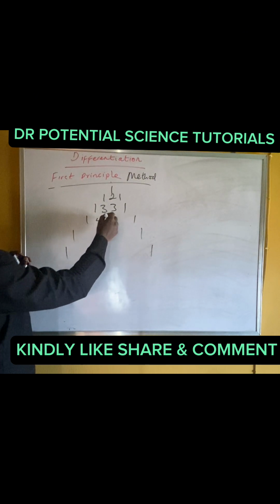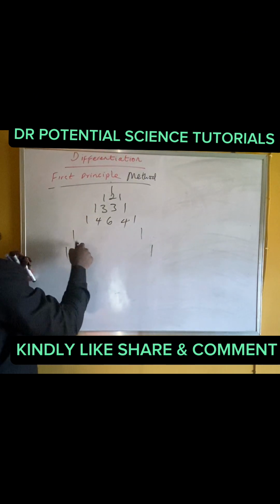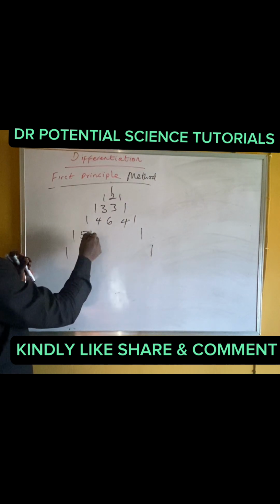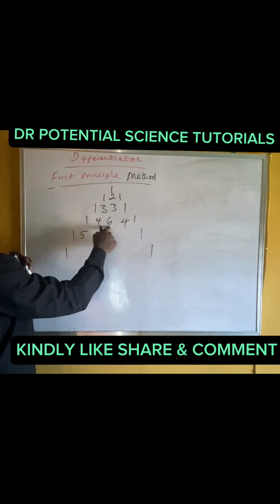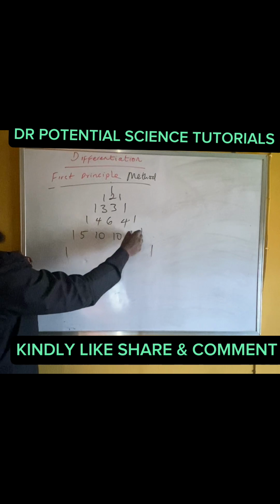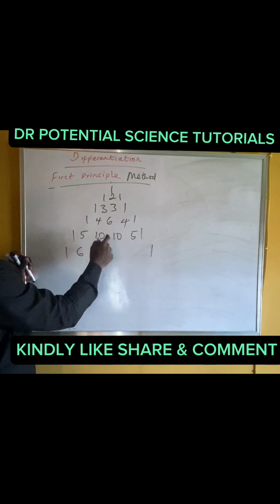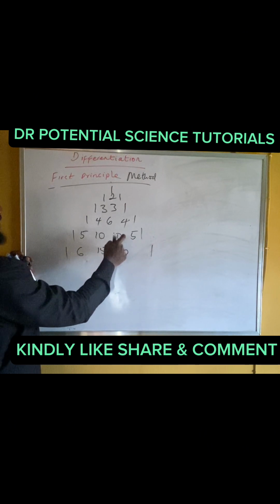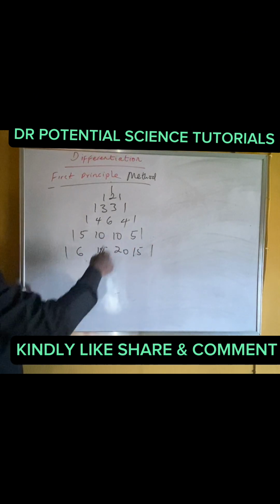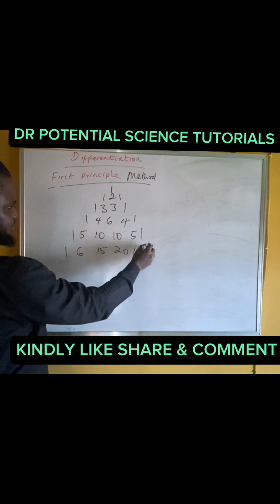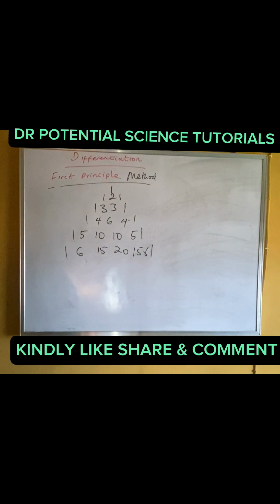3 plus 3, 6. 3 plus 1, 4. 1 plus 4, 4 plus 6. 6 plus 4, 4 plus 1. 1 plus 5, 5 plus 10, 10 plus 10, 10 plus 5, 5 plus 1. So, and so on and so forth.